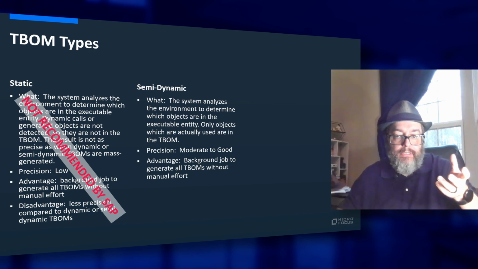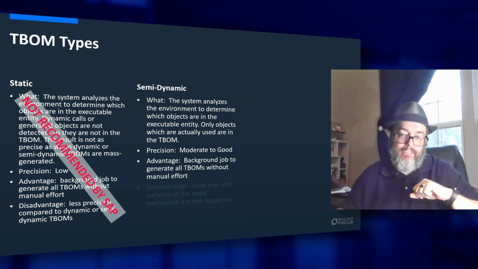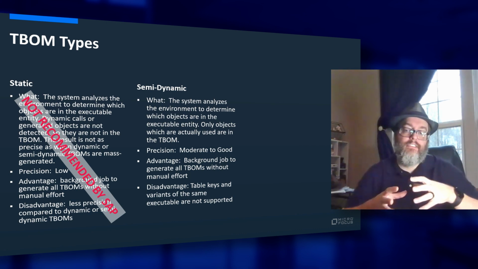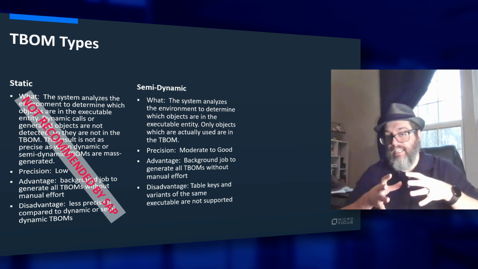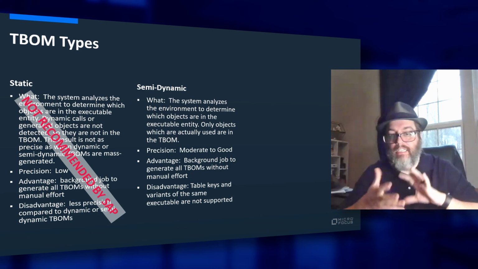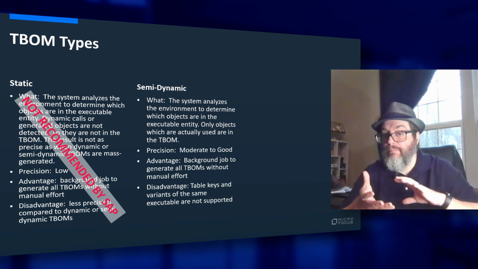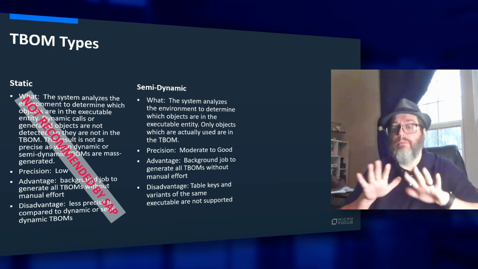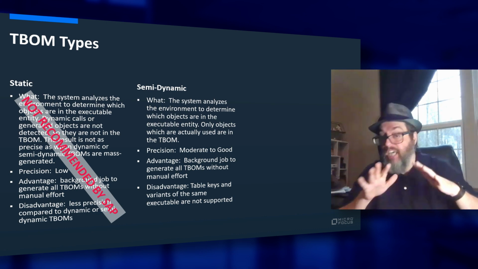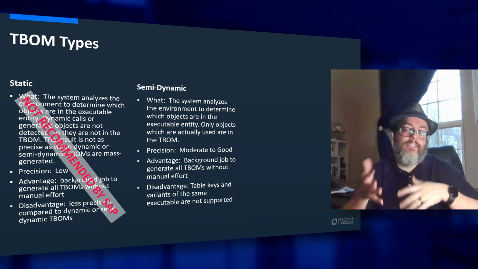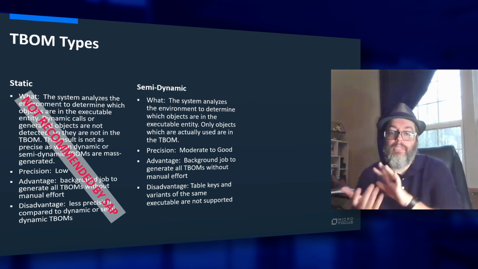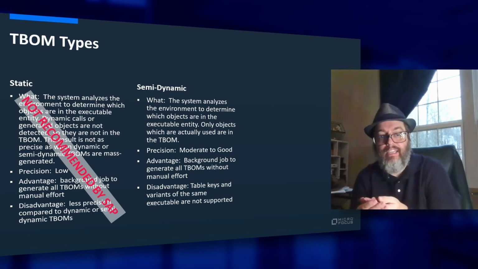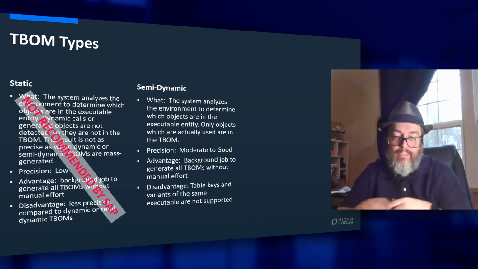The big advantage of semi-dynamic TBOMs is that it's also a background job to generate all of the TBOMs, which requires no manual effort. The disadvantage of semi-dynamic TBOMs is that they don't include table keys or variants of the same executable. And this means that depending on your configuration and customizations, you may miss some or maybe a lot of your objects in your TBOMs. Furthermore, since it requires production history, when you're doing a system upgrade, for example, converting from ECC to S/4HANA, you can't leverage these until after your go live and your hypercare have both ended.